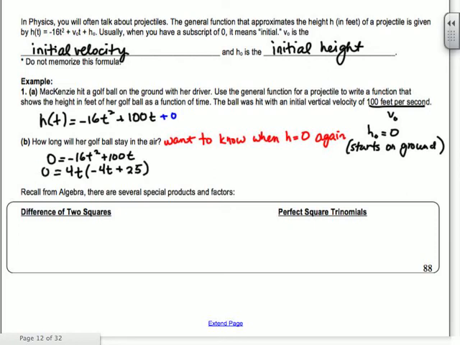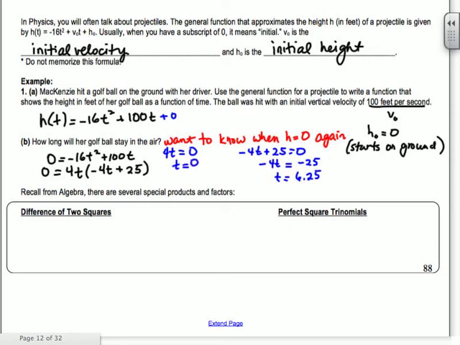So that means one of those two pieces is going to be our solution. So I'm going to have either 4t equals 0, or I'm going to have negative 4t plus 25 equals 0. Let me solve. So I'm going to subtract my 25 over. So I get negative 25 divided by negative 4, which is 6.25. Now on the other one, if I divide by 4, I just get t equals 0.